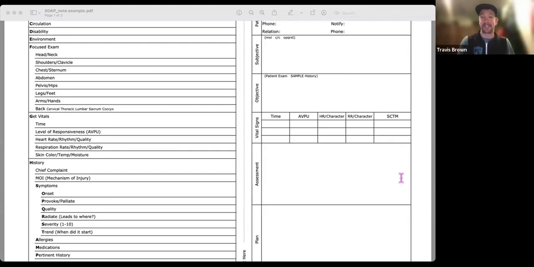Definitely an important thing to talk about. Awesome. Well, let's touch on passing patients on to definitive care.